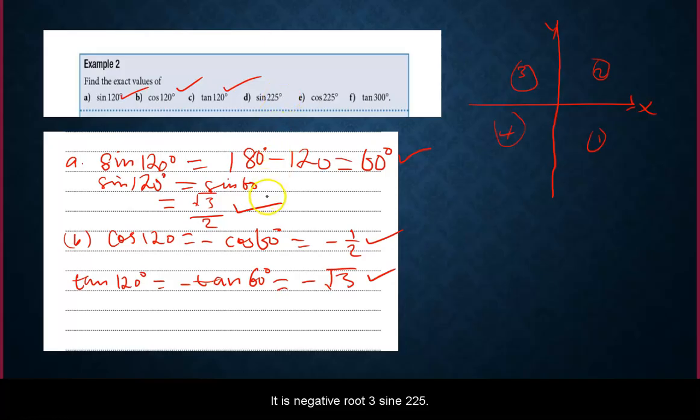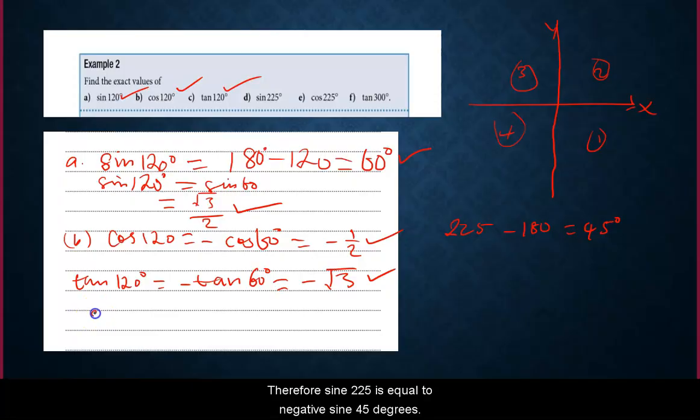Sine 225. 225 is a big number. That means it lies on the third quadrant. So the reference angle is 225 minus 180. This will give us 45 degrees. So 45 degrees is the reference angle.